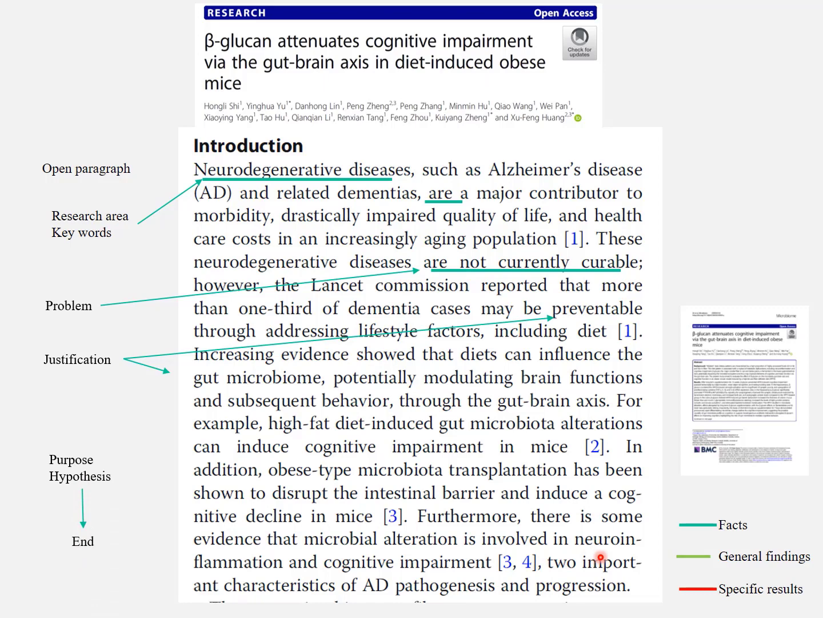So in the first paragraph, these authors, actually it's my paper, did not talk about the specific purpose or hypothesis. This normally leads to the end of the introduction. So therefore, you have four aspects as we summarize what we have just talked about.